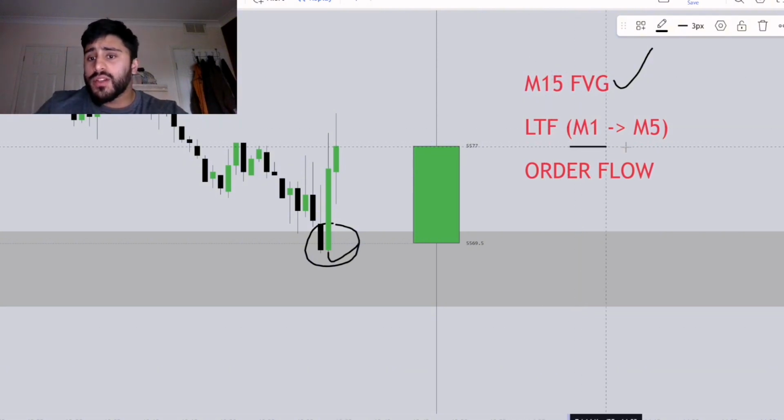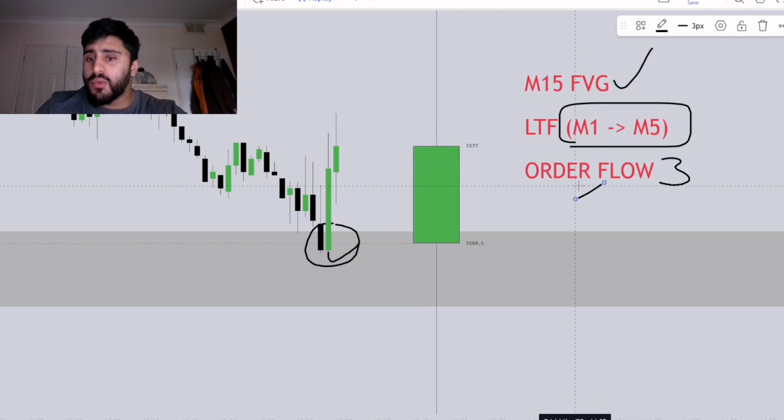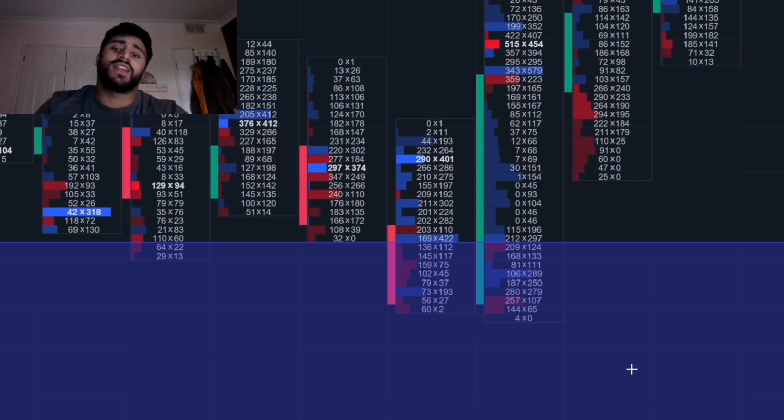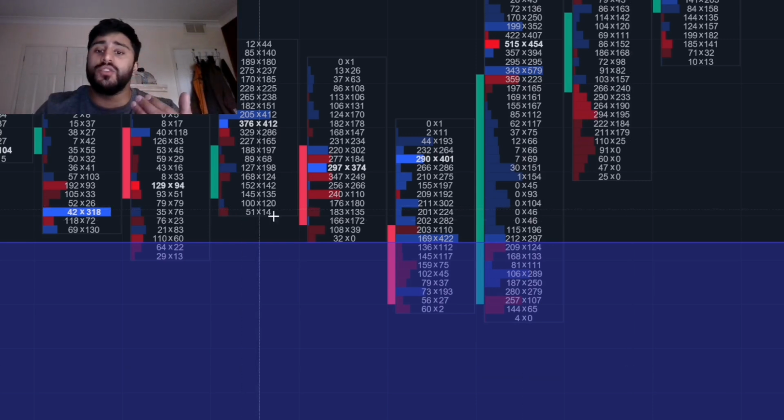Now from here, we're on the lower time frames and we're looking for that 1-minute entry. Now the third thing, and this is the most important thing that traders mess up on, right? It is the order flow. So let's take our knowledge and take it to the ATAS platform. The ATAS platform is essentially what we are using to trade.